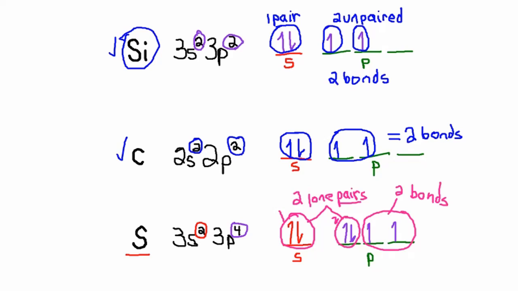And that's how you can determine how many bonds and how many lone pairs for each atom if they make them without hybridization.